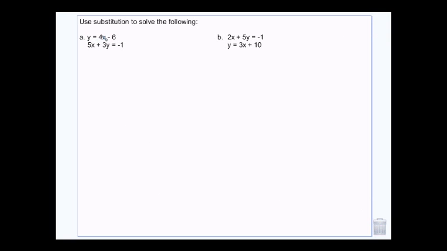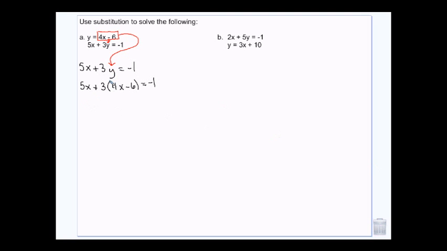Already y equals 4x minus 6. So I take that 4x minus 6 and I'm going to plug it in for this y right here. So this y is going to come out and 4x minus 6 is going to go in. So I'm just going to rewrite it so I have a little bit more space to take this and put it in here. So it's going to become 5x plus 3 times 4x minus 6. Okay, so this box replaces the y.